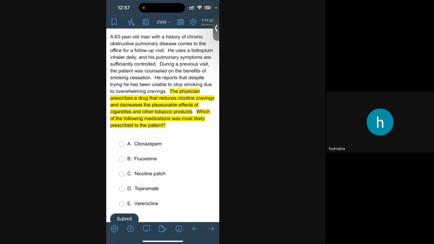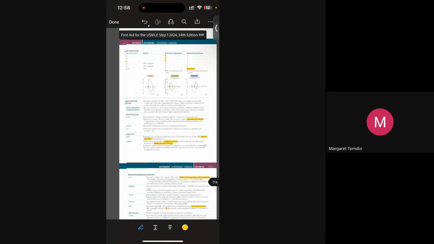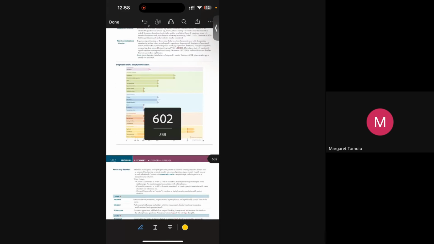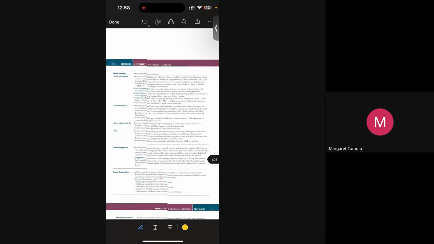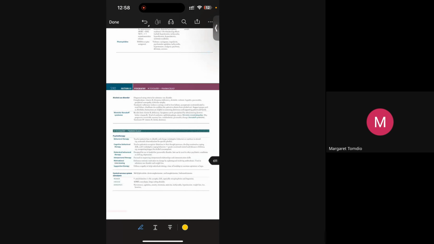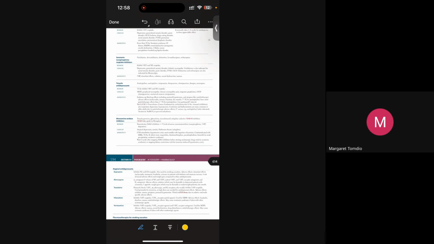Is clonazepam used in smoking cessation? No. Are SSRIs used in smoking cessation? No. Are anti-epileptic drugs used in smoking cessation? No. So we are left with nicotine patch and varenicline. Okay, I don't know. Since it is written DPT.